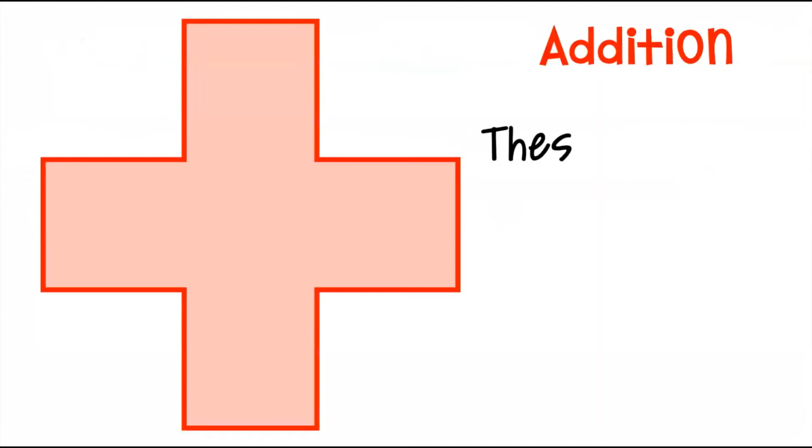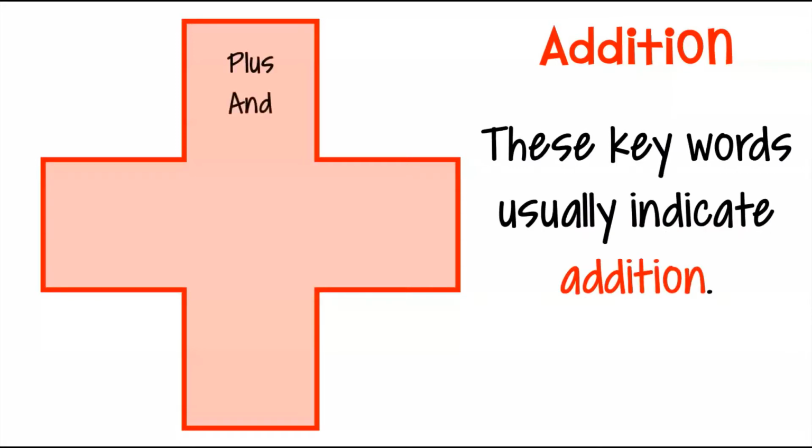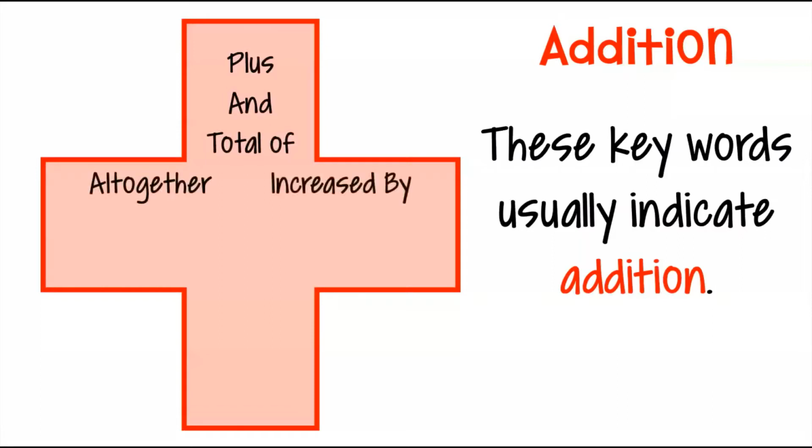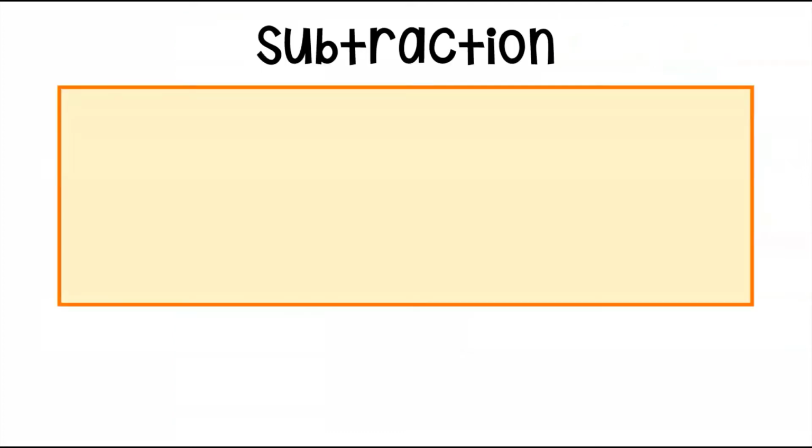For addition, the following words are keywords that usually will indicate that you will add. Things like plus, and, total of, all together, increased by, combined, add, sum, together, more than, added to, in all, or make. If you see those words, we usually know that we're going to take some numbers and add them.